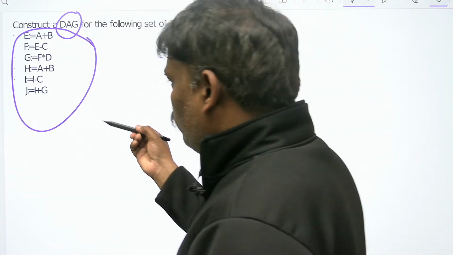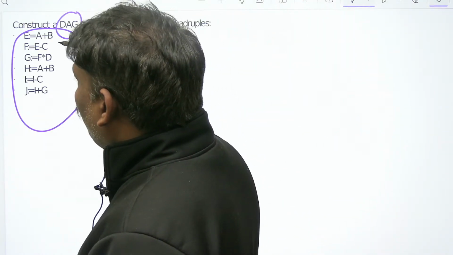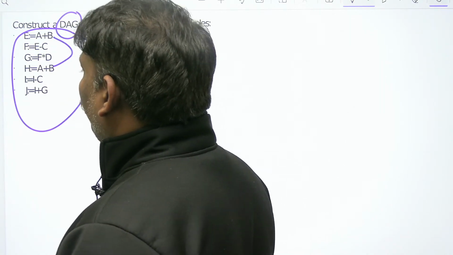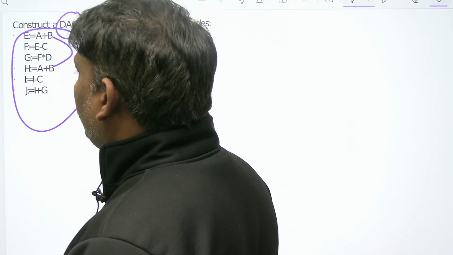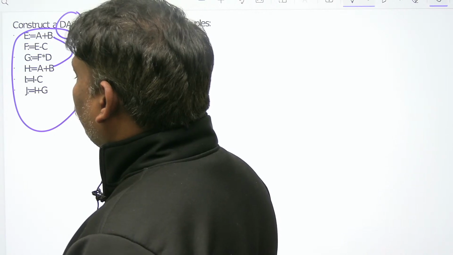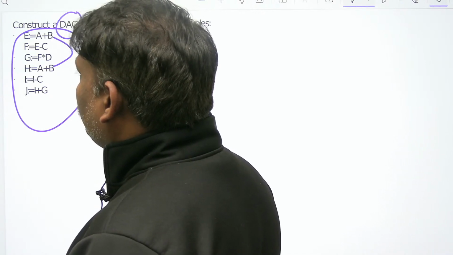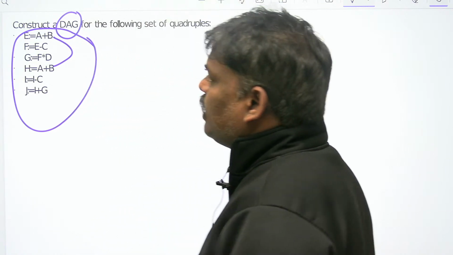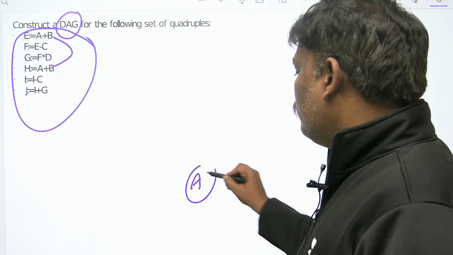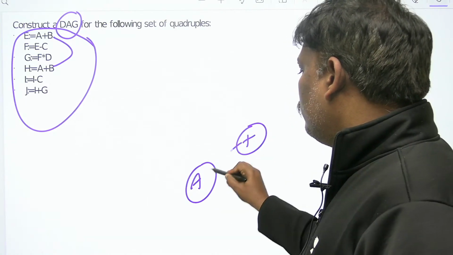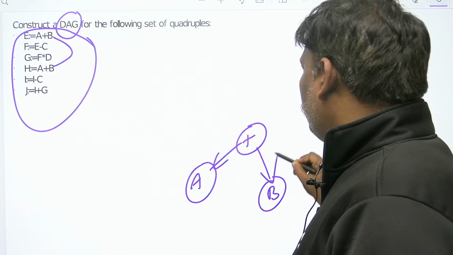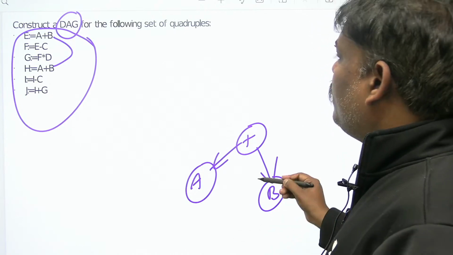Observe the code. DAG is very simple. When you observe the code, please check whether anything is the same. I think E and H are the same. Verify. So let me write E. What is the answer? A plus B. Directed acyclic graph. It is A plus B, which is E.